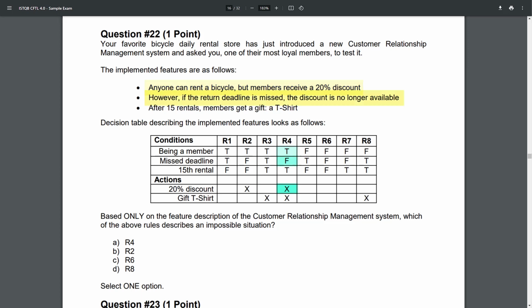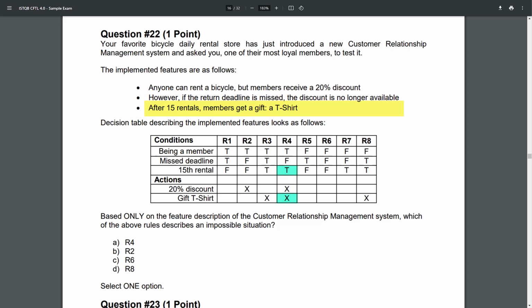The second rule is, however, if the return deadline is missed, the discount is no longer available. As we see, the condition of missed deadline is set to false, and the action 20% discount is marked as having happened with a cross mark. Accordingly, these table rows also meet the requirements. Let's check the next condition.